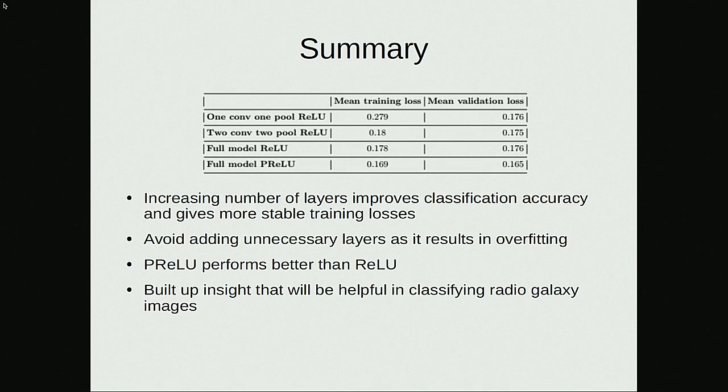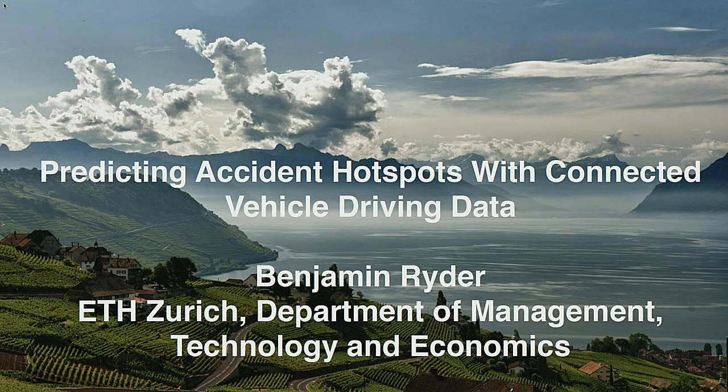And I found that as you increase the number of layers, it tends to increase the classification accuracy and gives more stable losses, but you don't want to add more layers than necessary because then you overfit. And although the PReLU seems to perform better than the ReLU, it actually makes overfitting worse. And we've learned some very valuable insights for classifying radio galaxies from this.